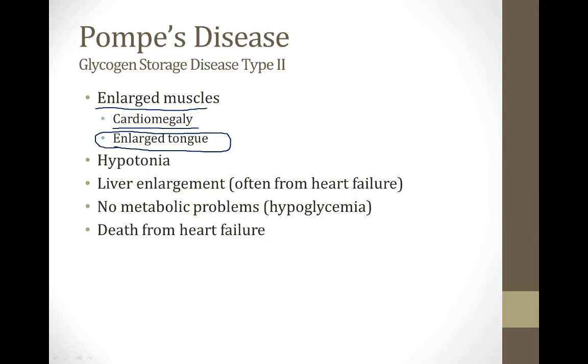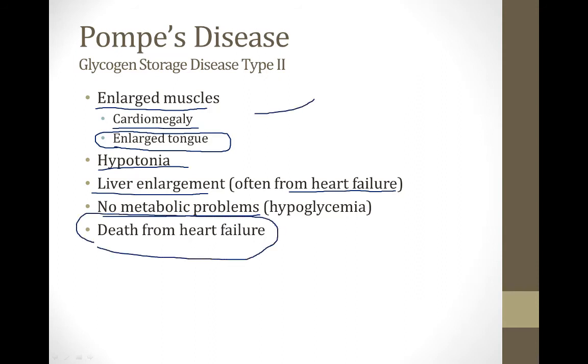In addition, their muscles lack tone, so the baby will exhibit hypotonia. The liver can become enlarged, but this is usually from heart failure and engorgement with fluid. It's not from glycogen being trapped inside of the liver. As I said before, there are no metabolic problems in this condition because the liver can still synthesize glucose. And the reason these children usually die is from heart failure. The glycogen gets trapped inside the lysosomes in the heart. This leads to cardiomegaly and heart failure and death.